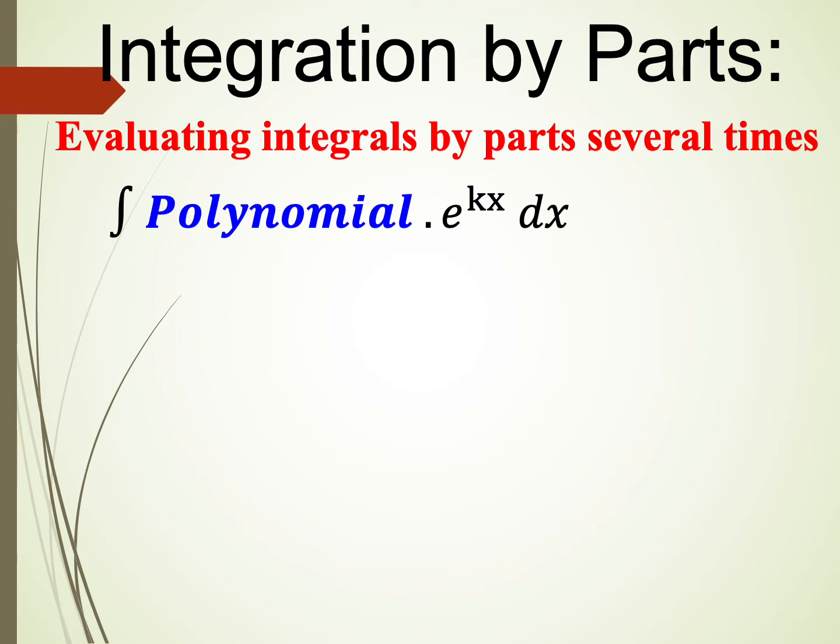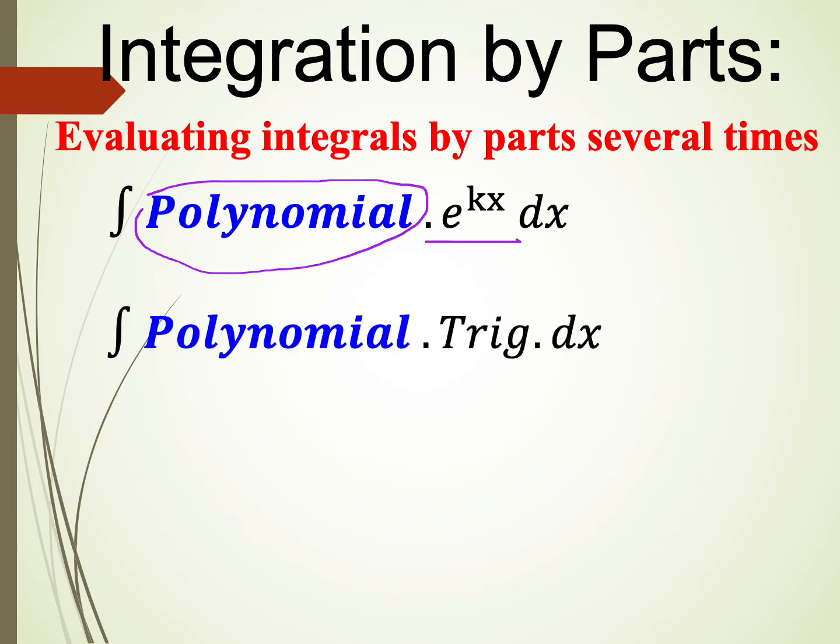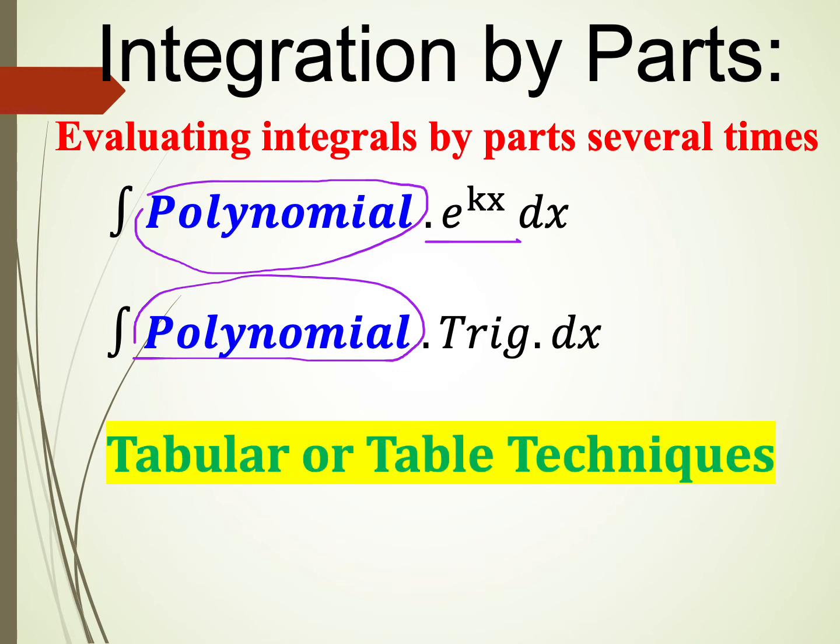This one works only if I have a polynomial multiplied by an exponential, or a polynomial multiplied by a trigonometric function. Only in these two cases can we use repeated integration by parts, or the tabular method. We will call it tabular or table technique. We will see how this method is easier than doing the integration by parts more than one time.